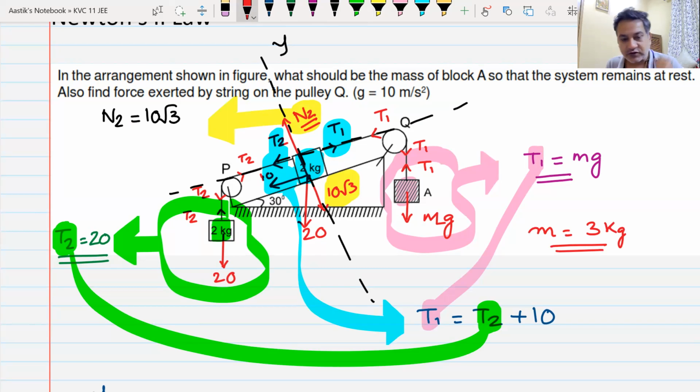But there is one more question which was hidden in this question, the force on the pulley. Anyone could solve that? What is the force on the pulley applied by the string? Anyone got the answer for this? How are you supposed to find out the force on the pulley Q? How are you going to find the force on the pulley Q? Anyone with any answer?